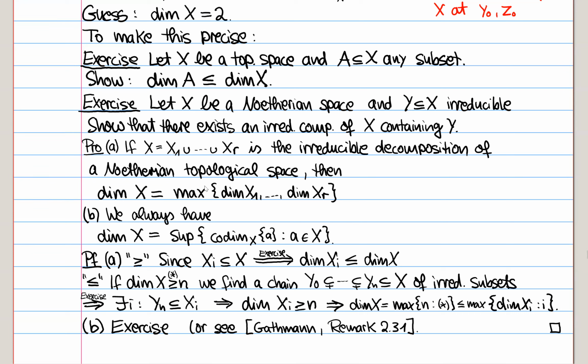Okay, so even if X is a reducible space, we have different ways of computing its dimension like this. And in particular, part A of the proposition reduces it to finding the dimension of irreducible varieties, and then we're again in business and can use commutative algebra.